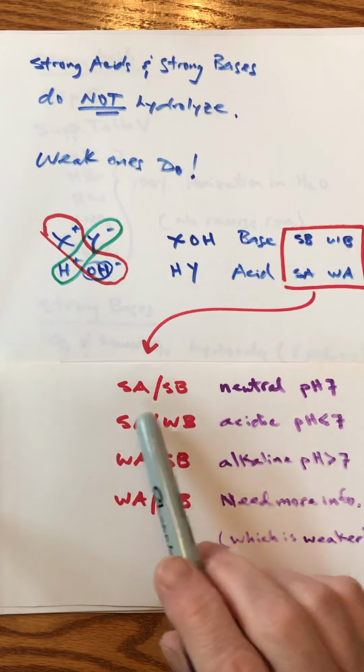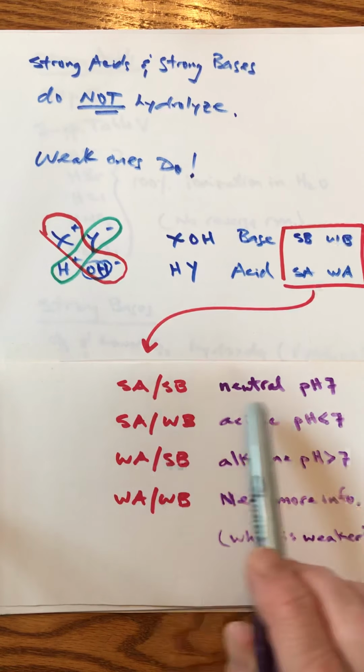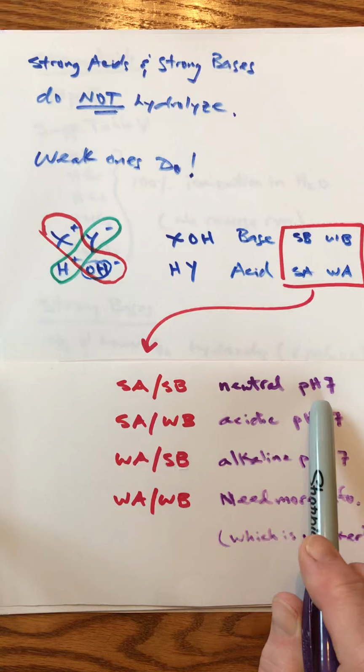So if you take a strong acid with a strong base, neither is going to break apart water. They're not going to hydrolyze. You're going to end up with a neutral solution. It's going to be pH 7.